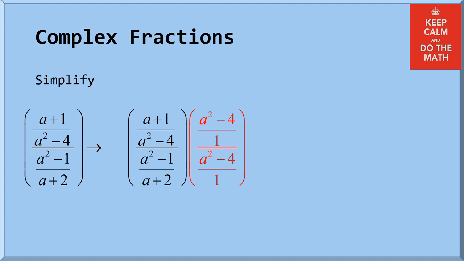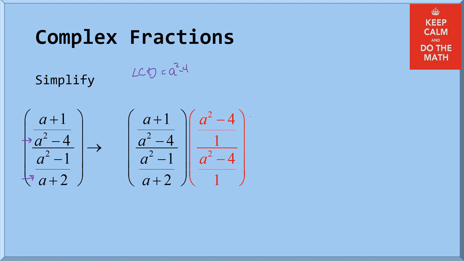Now let's take a look at that same fraction. Because we had a single fraction in both the numerator and denominator, there is a shortcut method that you might be able to use on a problem like this. Basically, what I've done is I have determined that the least common denominator between a squared minus 4 and a plus 2 would be a squared minus 4. So my LCD would be a squared minus 4.